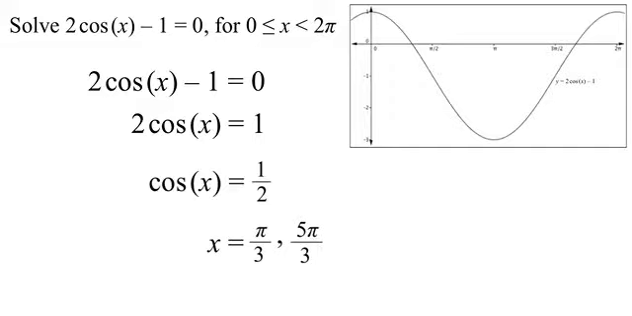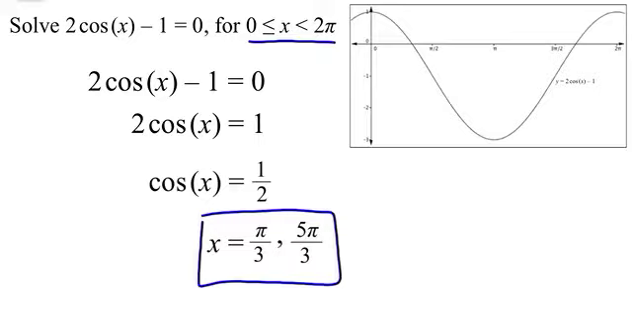So those are our two answers, and this is our final answer for this problem. x is pi over 3 and 5 pi over 3, given our domain of 0 to 2 pi. All right, hopefully that's good. You did some problems like that yesterday. But now we're going to look at a similar problem to this, but a little more advanced.